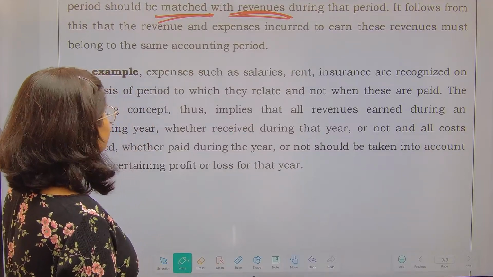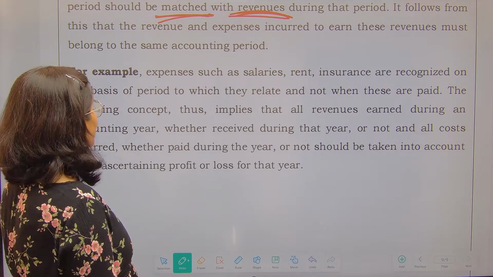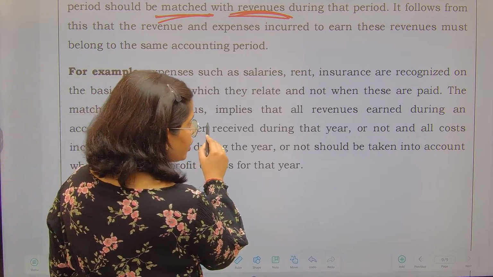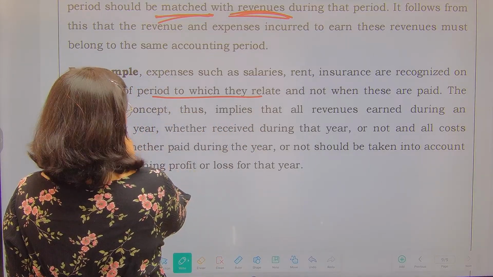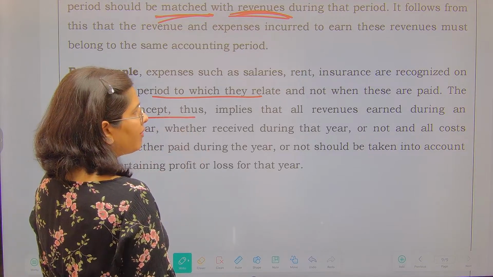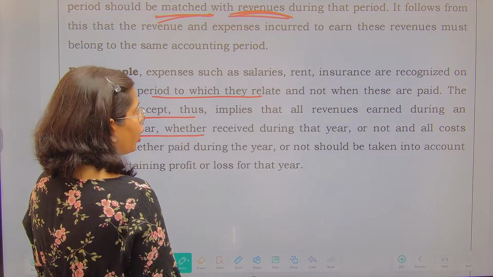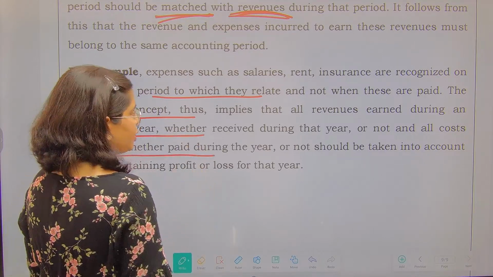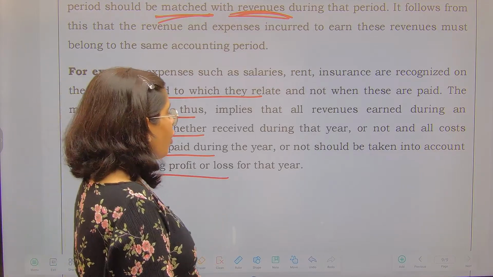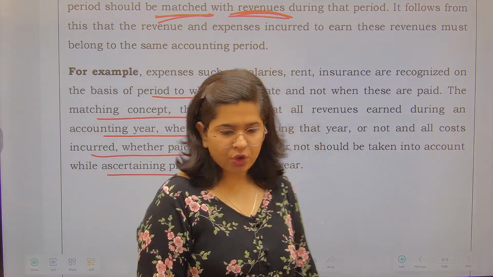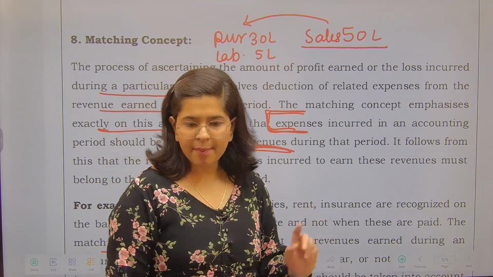Let's see. For example, such as salaries, rent, insurance, they are recognized on the basis of period to which they relate and not when these are paid. The matching concept thus implies that all revenues earned during the accounting year, whether received during that year or not, and all costs incurred, whether paid during the year or not, should be taken into account while ascertaining the profit or loss for that particular year. So with this, we have covered a matching concept.